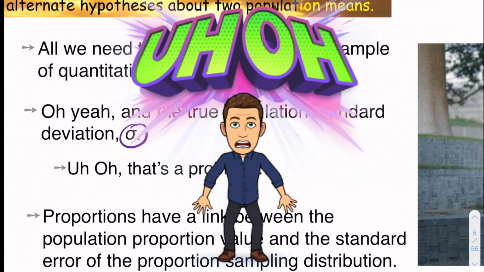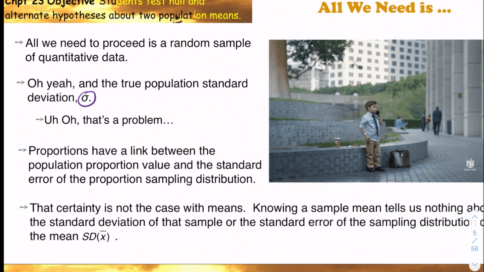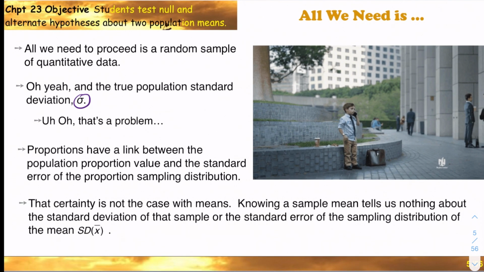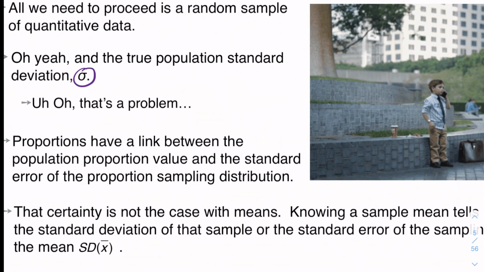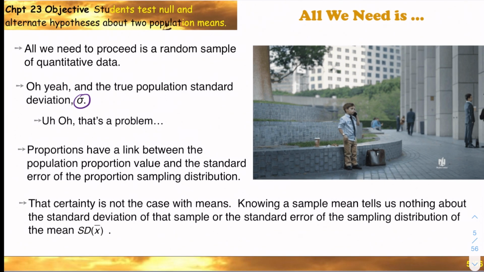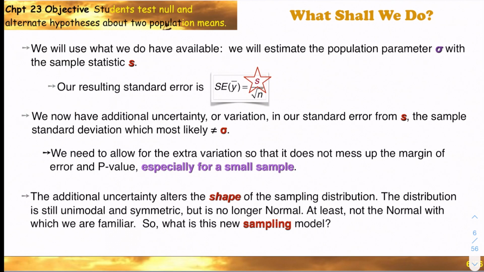Now, you might ask, why is that an issue? Well, proportions have a link between the population proportion value and the standard error of the proportion sampling distribution. But that's not the case with means. Knowing a sample mean tells us nothing about the standard deviation of that sample or the standard error of a sampling distribution of the mean. So what do we need to do from there? Well, we're going to use what we have available.